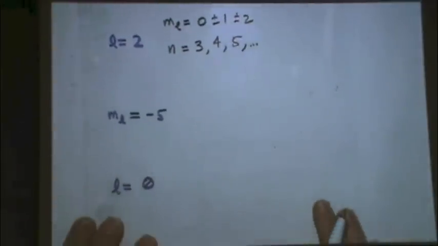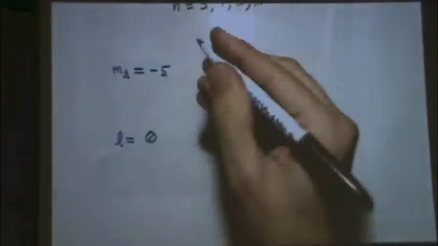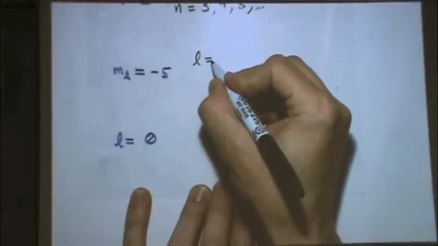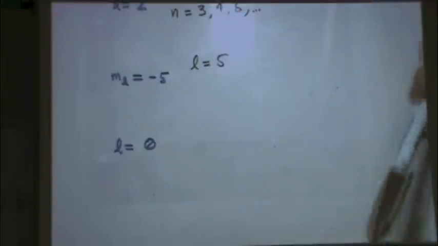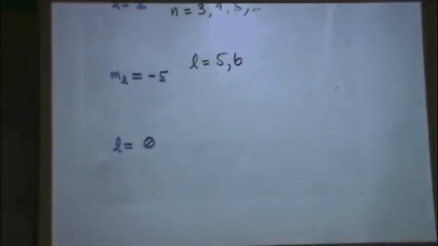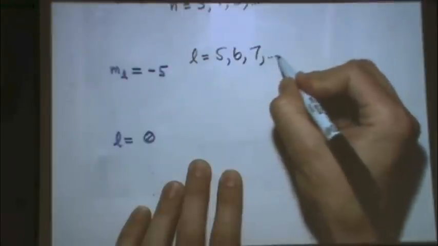All right, let's try another one. Okay, now we give a specific m sub l value. What's the smallest that l could be if m sub l is negative 5? Yeah, if m sub l is minus 5, l could be 5. Because remember, m sub l is between plus l, 5 in this case, and minus l, negative 5. Okay, could l be anything else? It could be 6, because 6 would include a minus 5. And 7, dot dot dot. So any number 5 or larger would include an m sub l value of negative 5.